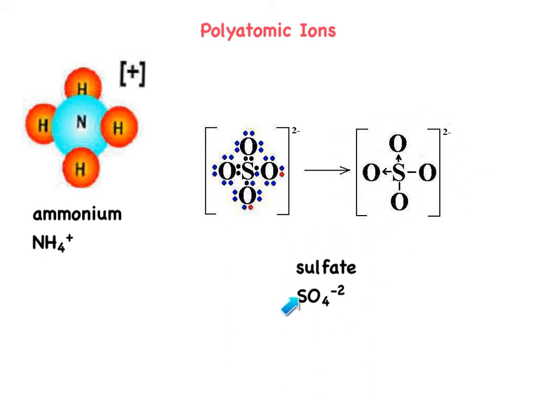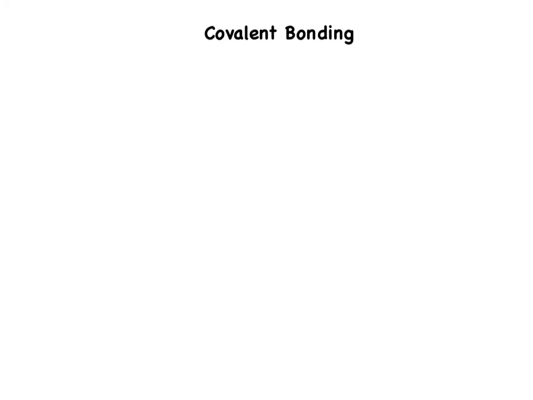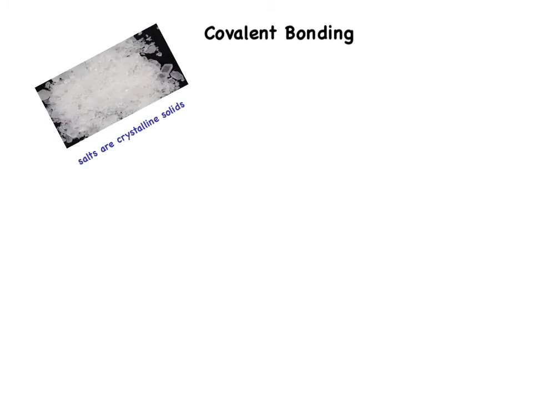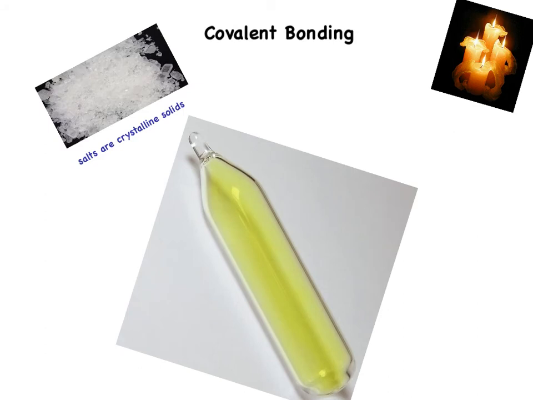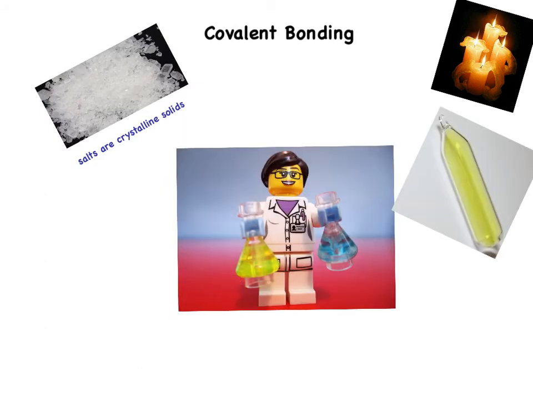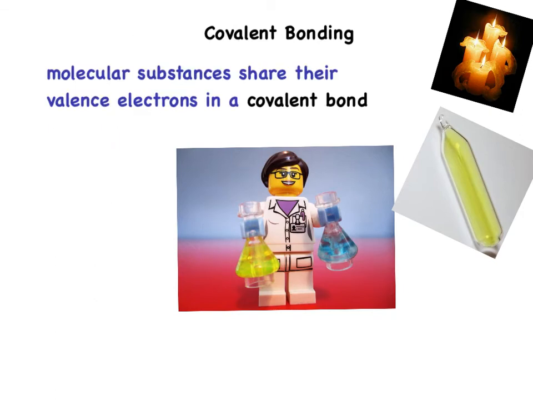And so again, polyatomic ions are going to stay together as a species when they bond with other ions. Now, most of the compounds on the planet are not ionic compounds or salts. Remember that salts are crystalline solids with high melting points. But solids with low melting points, think paraffin wax, and gases and liquids, belong to a different group of compounds called molecular substances. The molecular substances share their valence electrons in a covalent bond.